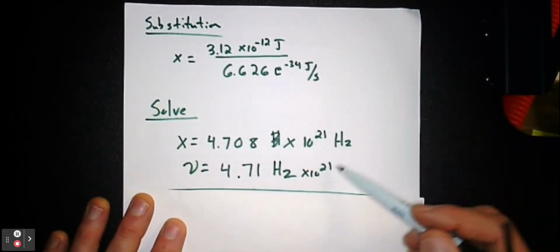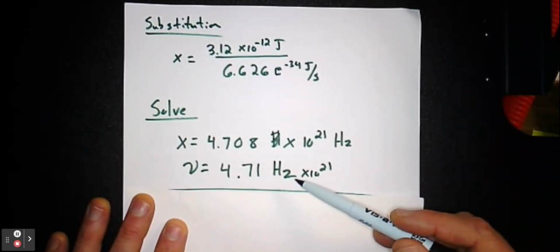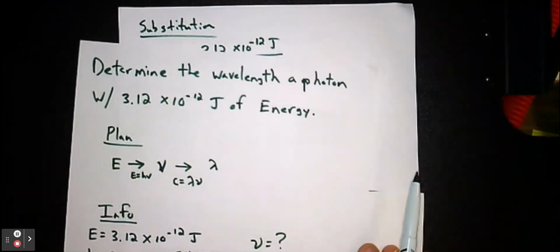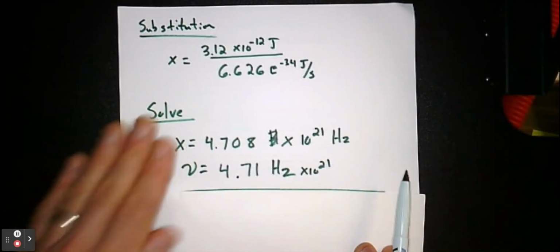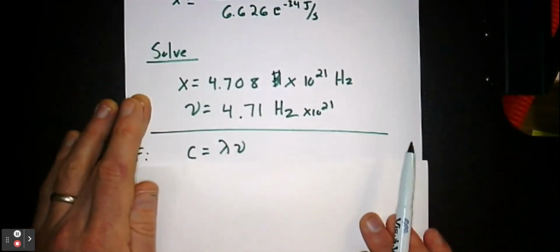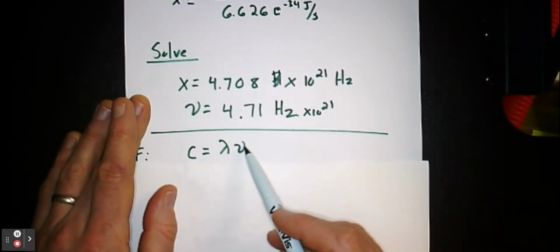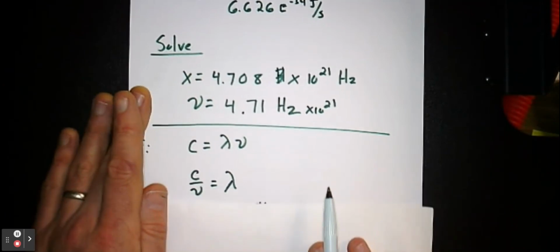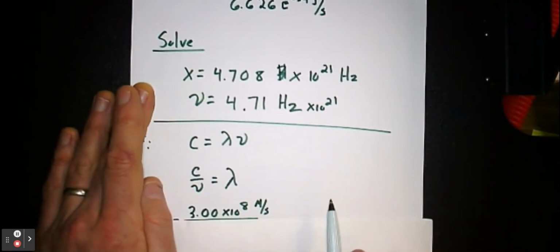I wrote the exponent in the unit, but the unit should be in hertz over here. But if you look back at the problem, I want to know wavelength. To do that, I use this formula where the speed of light is equal to the wavelength times the frequency. I'm going to rearrange that so that wavelength is equal to this: speed of light divided by the frequency gives me my wavelength.